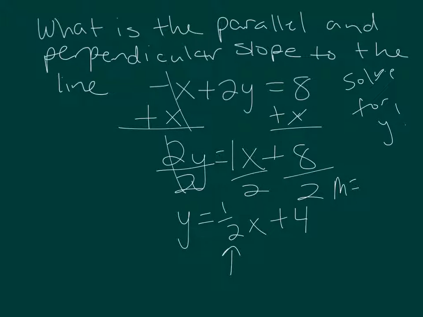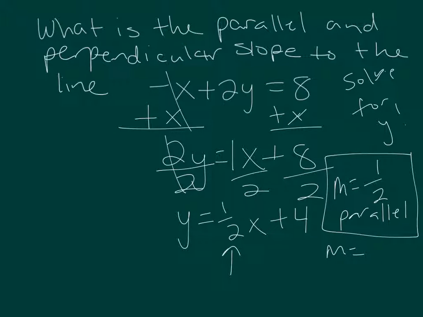If I find my parallel slope, it's the same slope as this. Remember, slope is in front of x. So my parallel slope is 1/2. Your parallel slope is whatever your slope was. My perpendicular slope, I have to flip that. So the opposite of 1/2 is 2/1, and the opposite of positive would make that a -2/1. So that is my perpendicular slope.